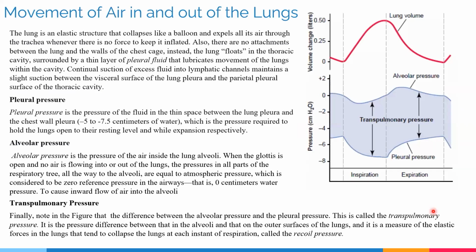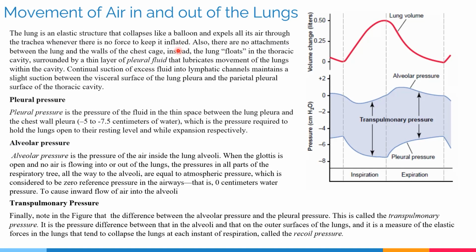Next, we move on to movement of air in and out of lungs and various pressures that act on the lungs themselves. The lung is essentially an elastic structure that collapses like a balloon and expels all its air through the trachea whenever there is no force to keep it inflated. We can imagine a balloon: when there is no force keeping it inflated and the opening is kept open, all the air from the balloon will go out and thus deflate the balloon. The same is the case with the lungs.